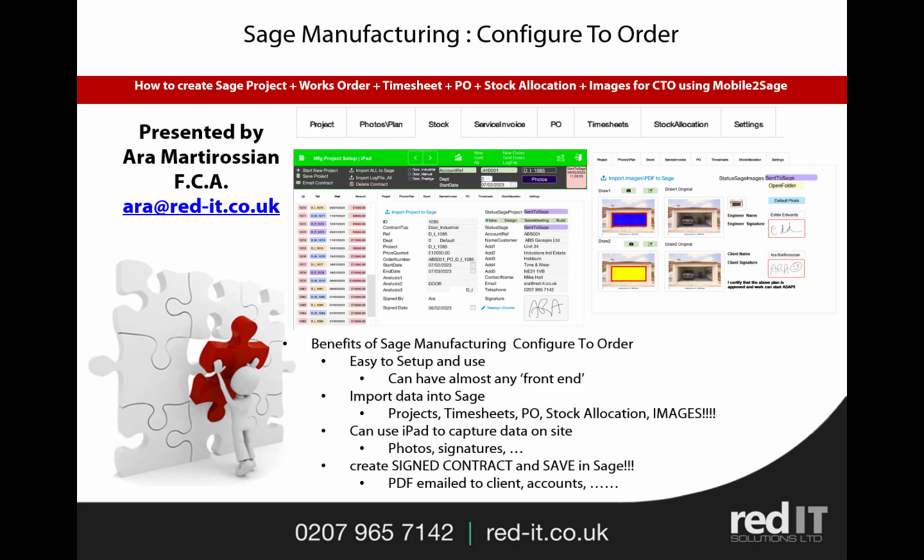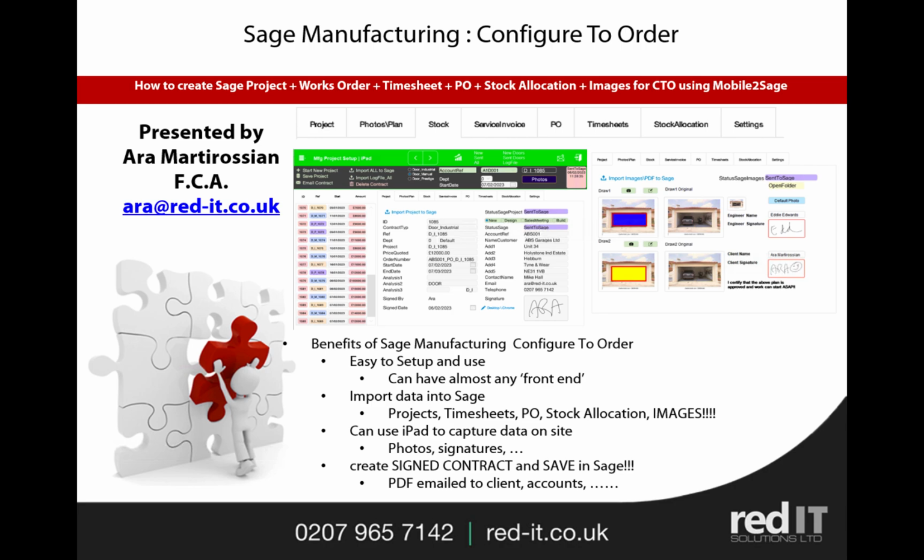I'm going to show you how our Sage Manufacturing Configure to Order module works. In this example, I'm going to pretend I'm making garage doors, and these garage doors are configured based on width and height, and they have various different configurable parameters, and we'll have a look at that in a minute.